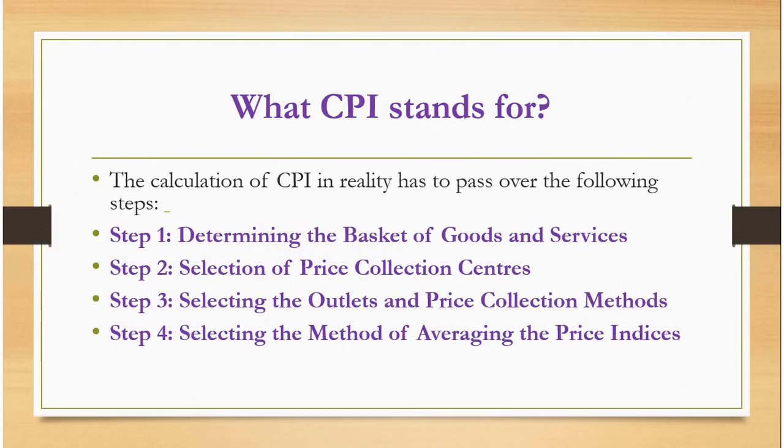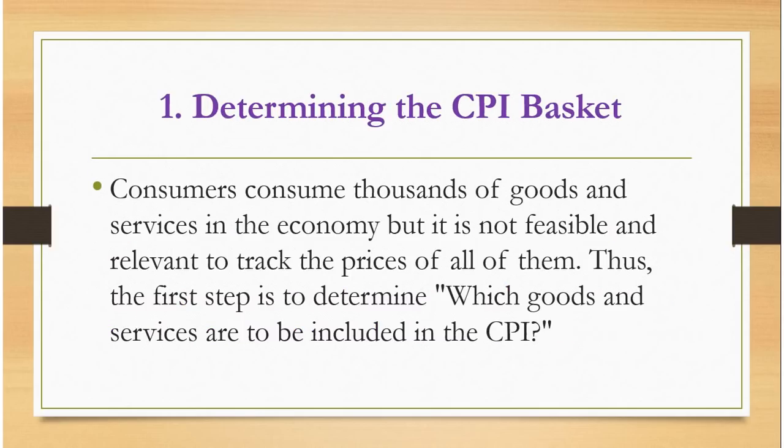So while calculating CPI in practical life, one has to pass through the following stages. Step 1, determining the basket of goods and services to be included in CPI. Step 2, selection of price collection centers. Step 3, selection of outlets and price collection methods. And step 4 is the method of averaging the price indices. We go to step 1.